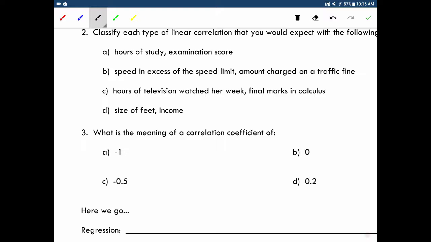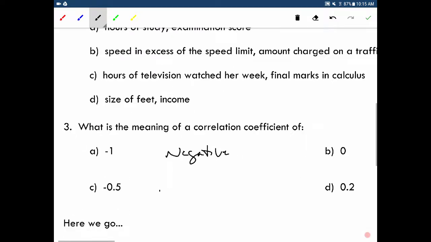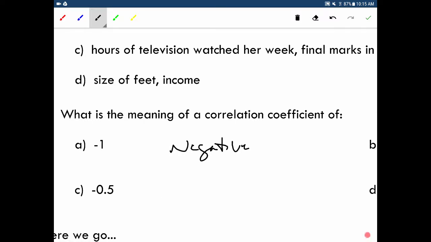If we have a negative one, obviously that's negative, because each one is either positive or negative. So the question is, is it strong, moderate, or weak? Well, it's strong because the closer to 1 it is, the stronger it is. But in actual fact, because it's right on 1, we'll say it's not just strong, we'll call that one perfect. That's a perfect negative correlation.